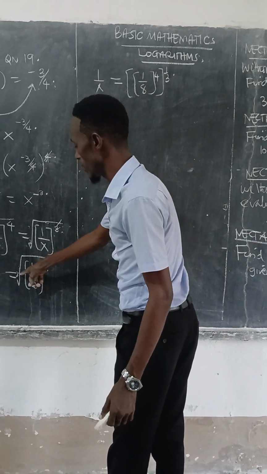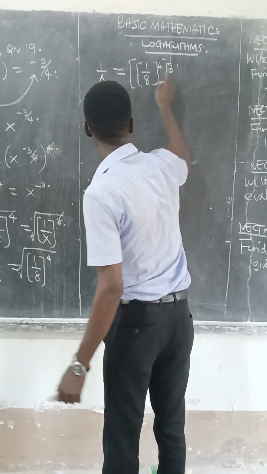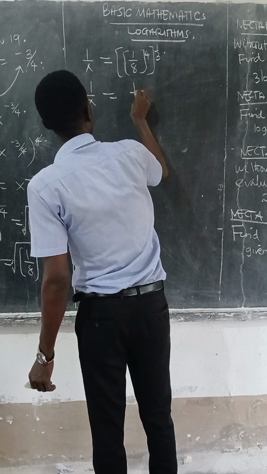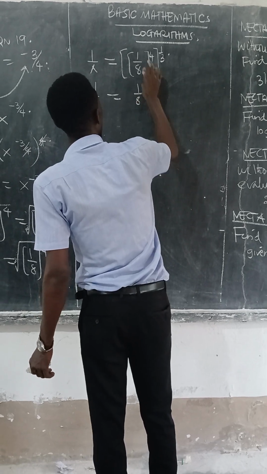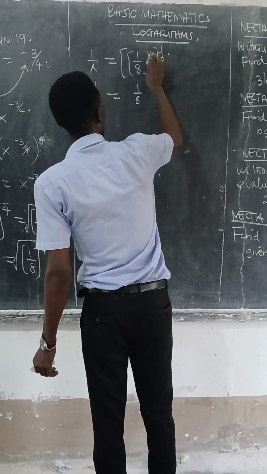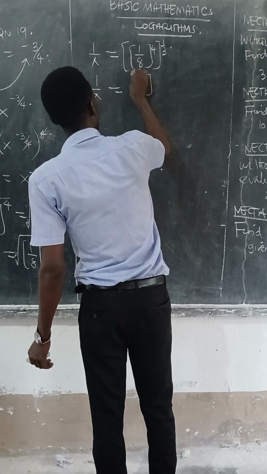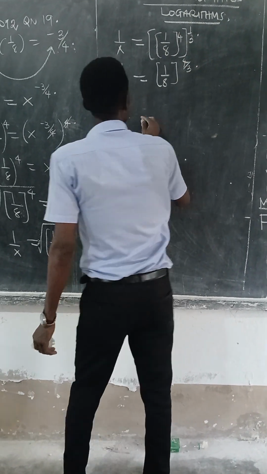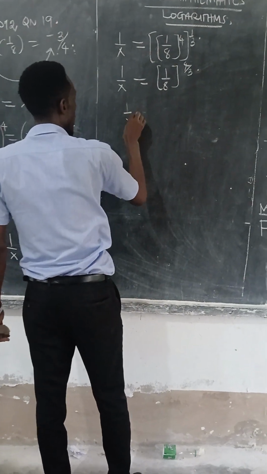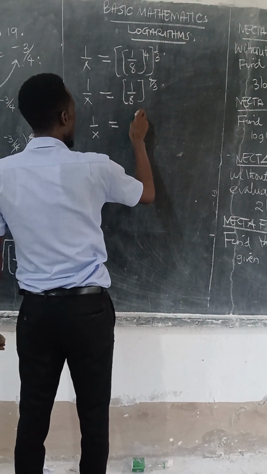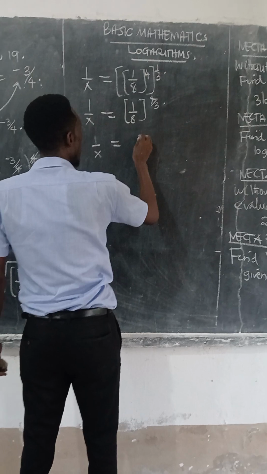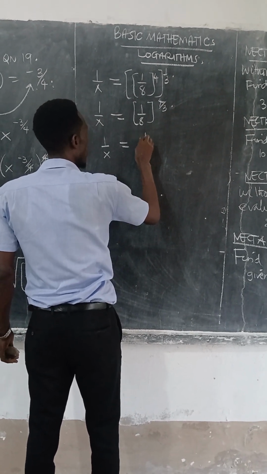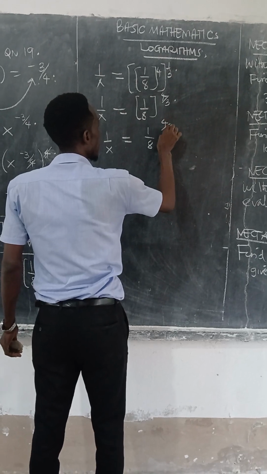The cube root can be operated as a fractional exponent. So it will be 1 over x equal to 1 over 8, then you have two exponents, which you can multiply: 4 times 1 over 3 gives 4 over 3. So you get 1 over x equal to 1 over 8 to the exponent 4 over 3.